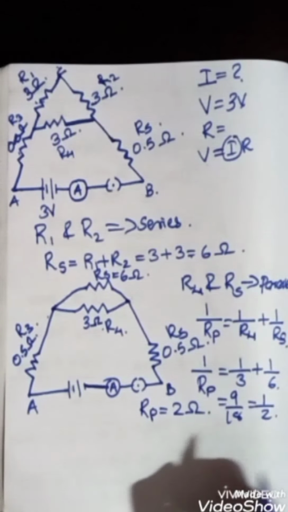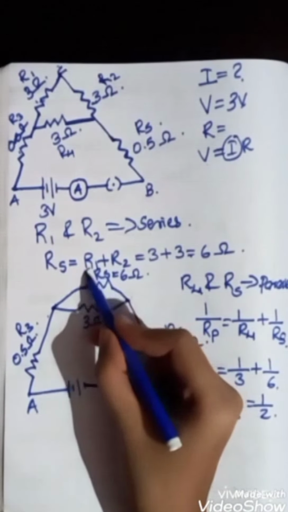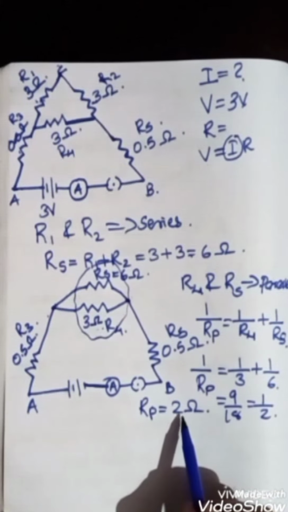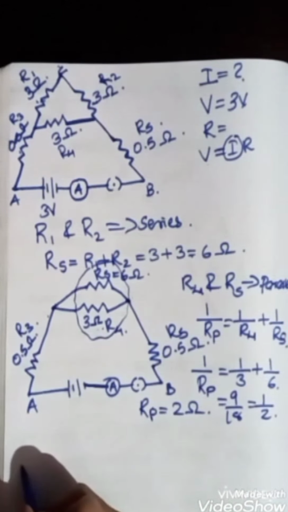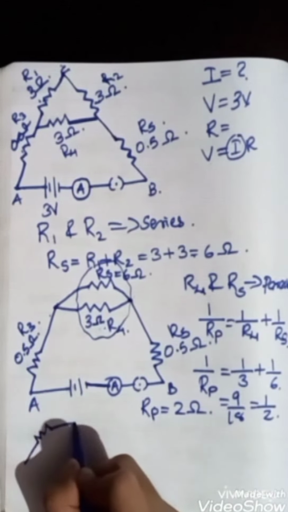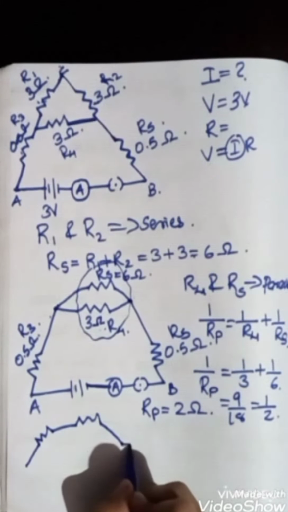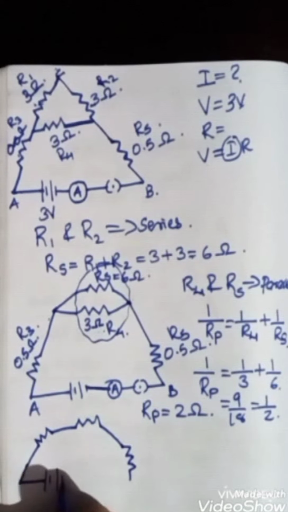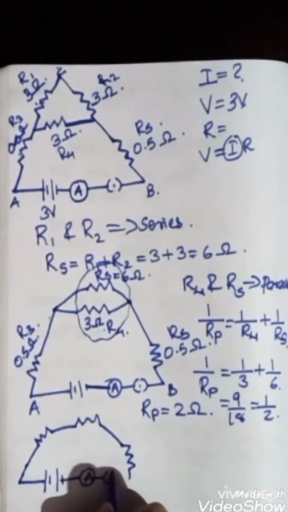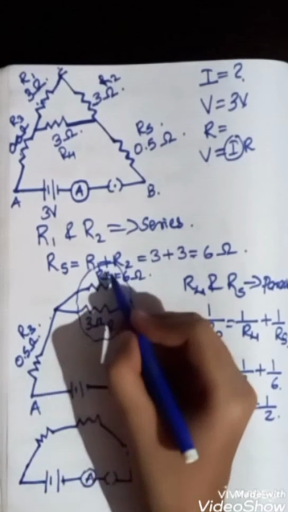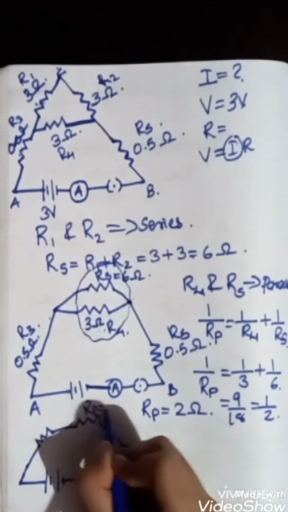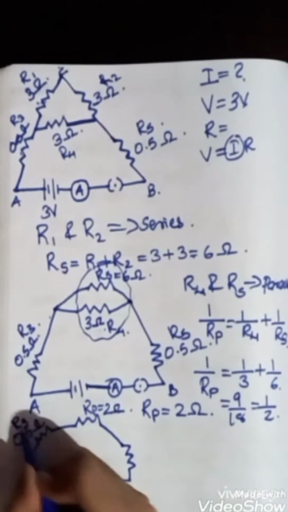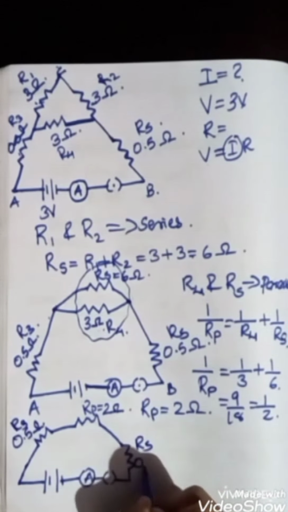Then we can again redraw this figure, as we can mix these two into one. The total resistance of these two is 2 ohm, that is Rp. This is Rp and this is 0.5 ohm, with the ammeter. Rp is equal to 2 ohm. Here as well 0.5 ohm R3, and there is also R5, that is also 0.5 ohm.